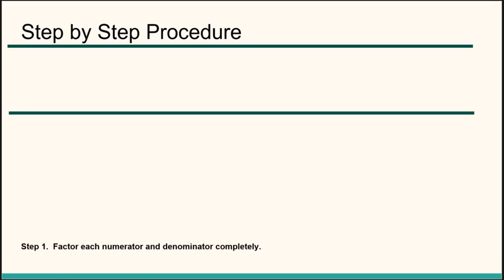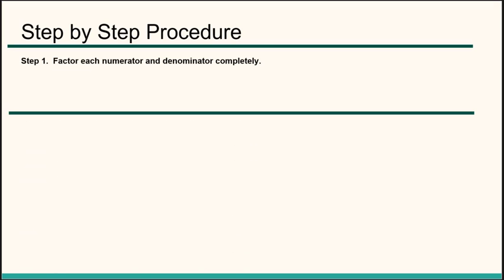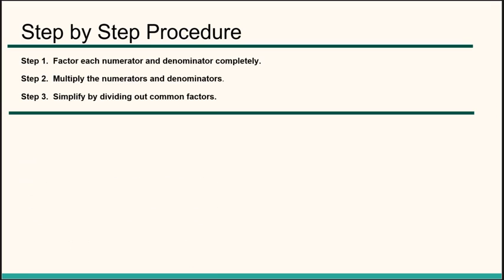So we have a step-by-step procedure. Step 1, factor each numerator and denominator completely. Step 2, multiply the numerators and denominators. Step 3, simplify by dividing out common factors.